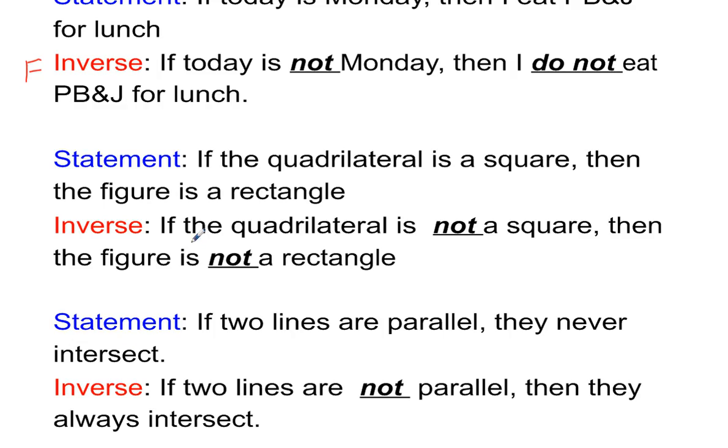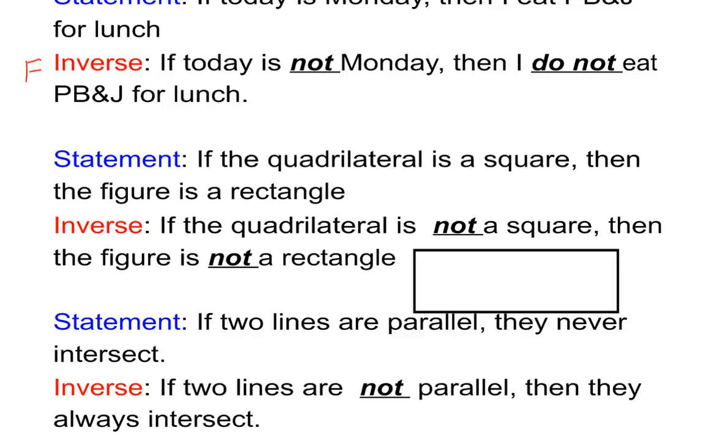If the quadrilateral is a square, then the figure is a rectangle. We said that the inverse is if the quadrilateral is not a square, then the figure is not a rectangle. Well, let's see. Let's come up with a counterexample. In other words, are there quadrilaterals that are not squares, but that are rectangles? Well, of course there are. Here's a quadrilateral that is not a square, but is a rectangle. A rectangle. There you go.